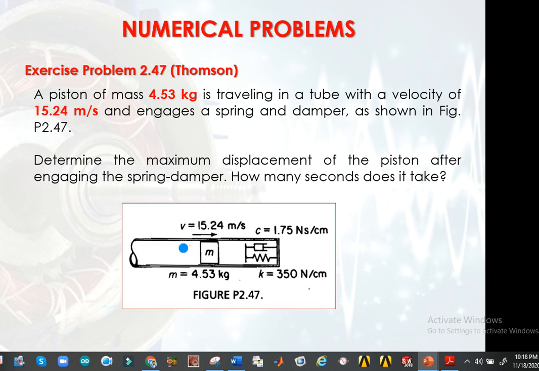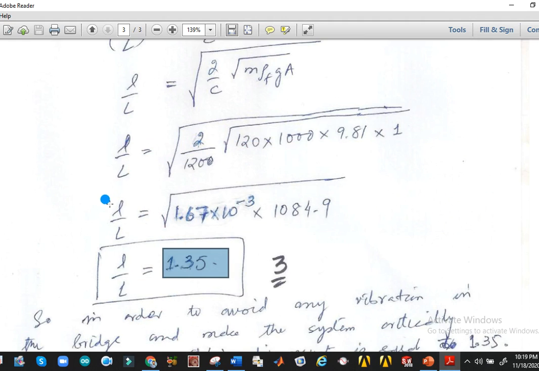Okay, so considering initial displacement of this mass 0 and impact velocity 15.24 meter per second, and mass of the cylinder piston assembly as 4.53 kg, and we know the values of K and C, and they are given per centimeter. So we need to convert this unit into meter first. So converting the centimeter term into meter term, we will see its conversion, and after the conversion we will check what should be the maximum displacement in what specific time. So let's solve the numerical.